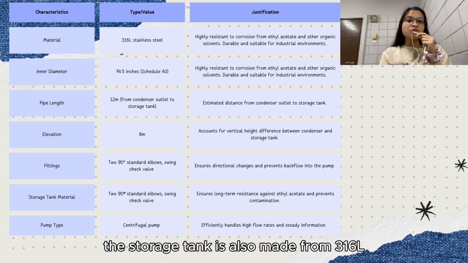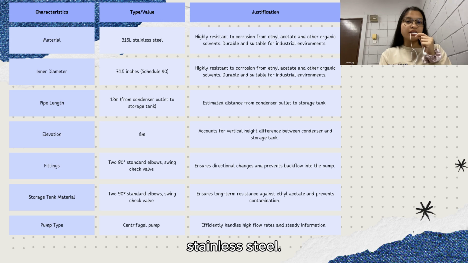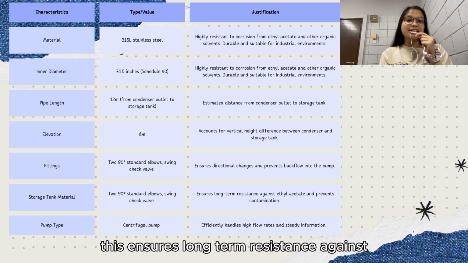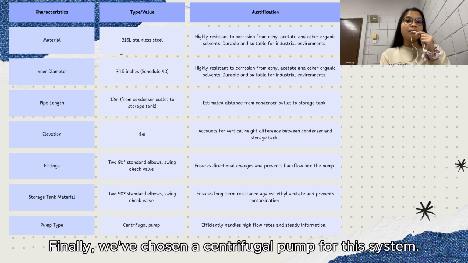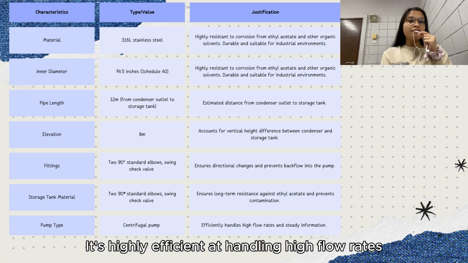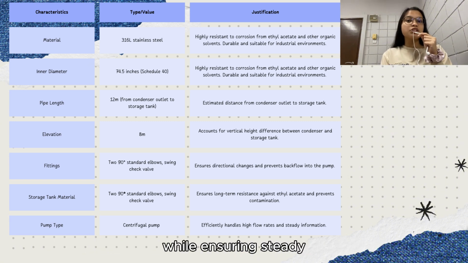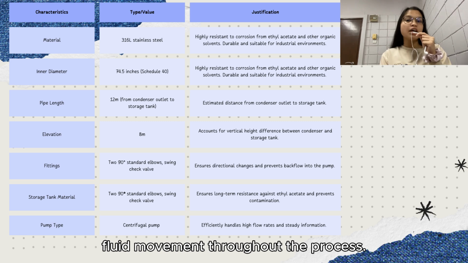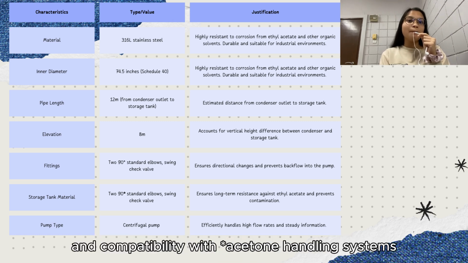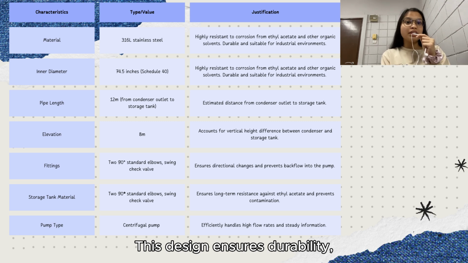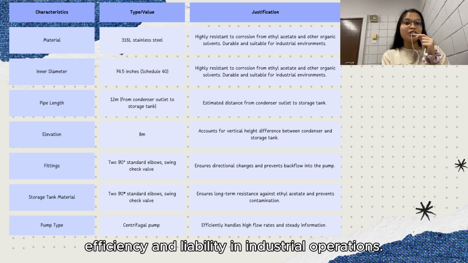The storage tank is also made from 316L stainless steel. This ensures long-term resistance against ethyl acetate while preventing contamination of stored materials. Finally, we've chosen a centrifugal pump for this system. It's highly efficient at handling high flow rates while ensuring steady fluid movement throughout the process. In summary, each component has been carefully selected based on its functionality and compatibility with ethyl acetate handling systems. These designs ensure durability, efficiency, and reliability in industrial operations.